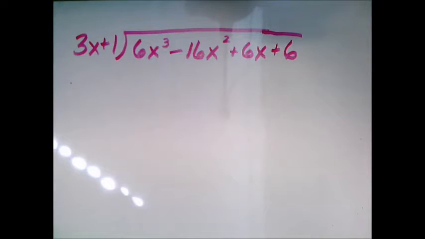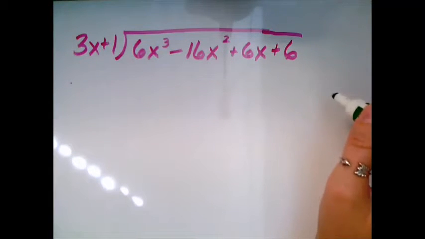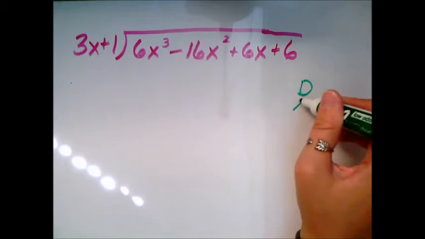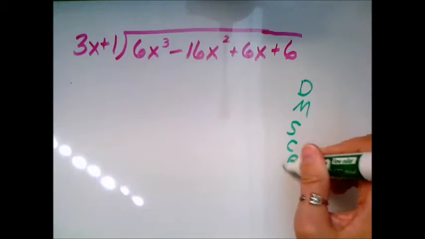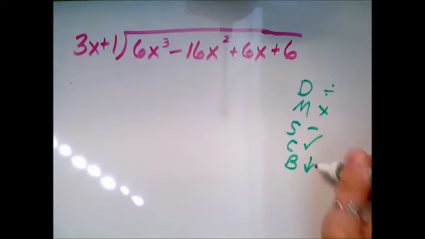Here we're going to look at another example of polynomial long division. So we're trying to divide 3x plus 1 into this whole equation. And if we remember our little steps, does McDonald's sell cheeseburgers? Divide, multiply, subtract, check, bring down. So you can keep track of which one we're on when we're working.